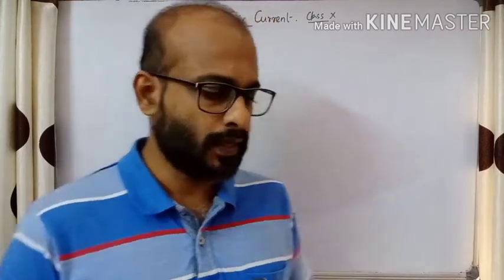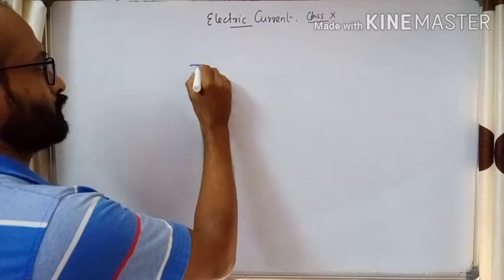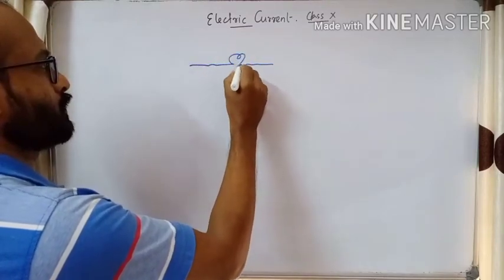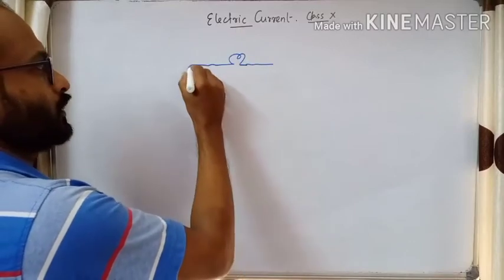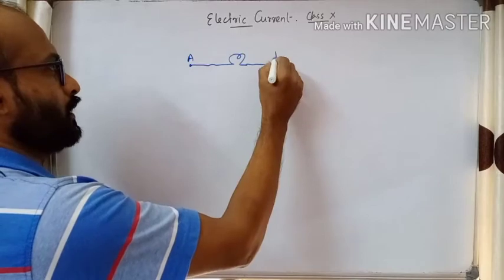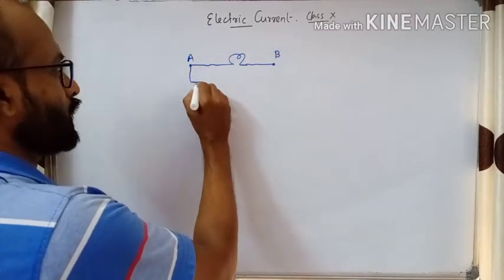Suppose we have a conducting wire. I'll draw a diagram. This conducting wire is connected to a bulb. This is the symbol of a bulb. Now there are two ends for the bulb. I just note down the ends as A and B. Now I'll connect a battery across the ends A and B.